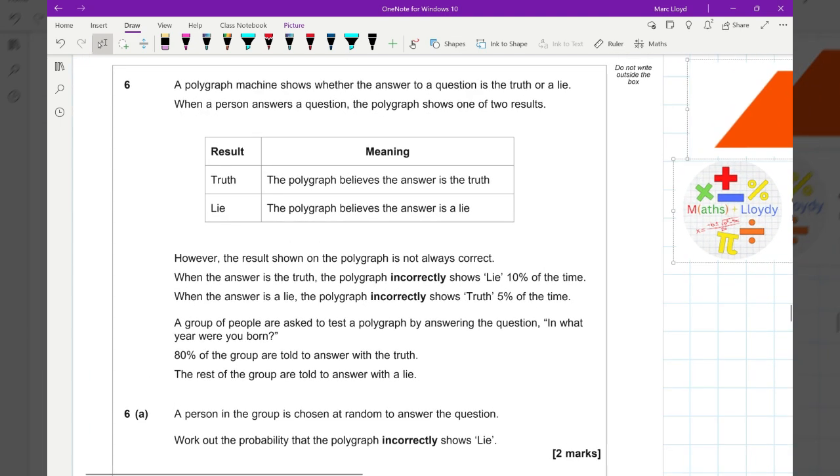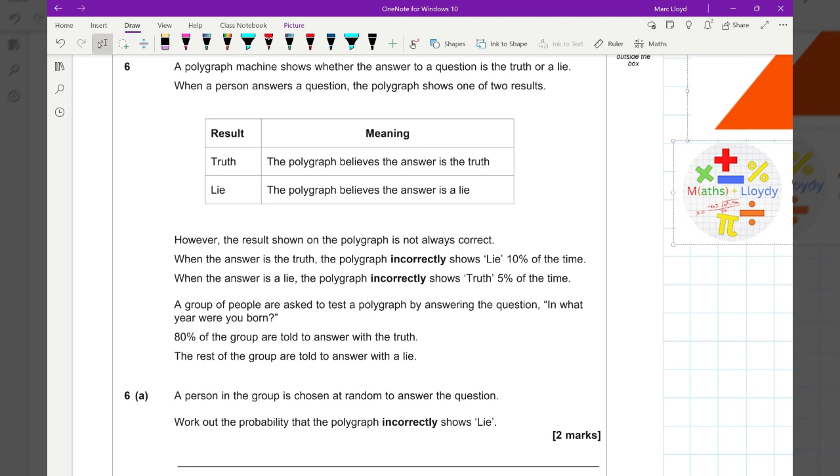So we have got question 6. A polygraph machine shows whether the answer to a question is the truth or a lie. So it's a lie detector. And if it says truth, it means the polygraph believes the answer is truth. If it's a lie, it thinks you're telling a lie. However, the result shown isn't always correct. So I'm going to say correct and not correct. I'm going to put a little bar there. So when the answer is truth, the polygraph incorrectly shows lie 10% of the time. So when the answer is truth, that's correct 90%.